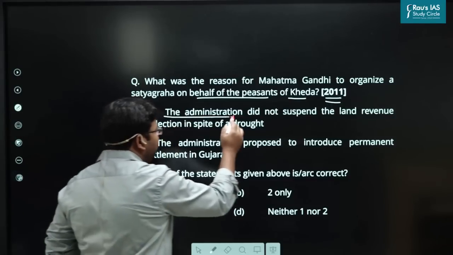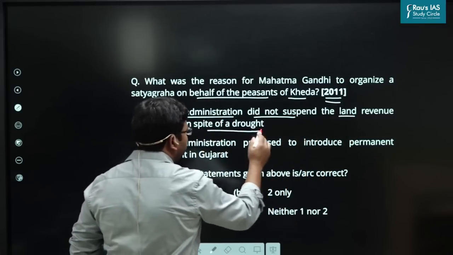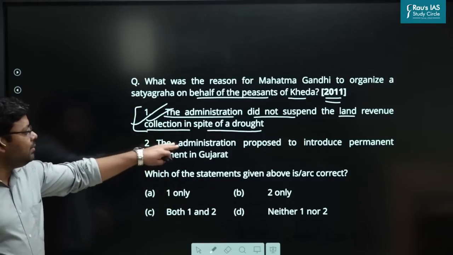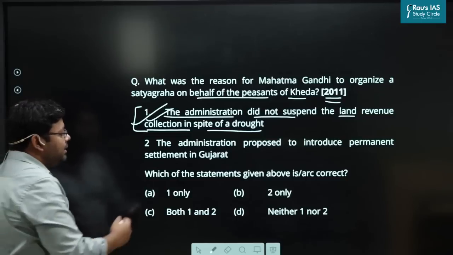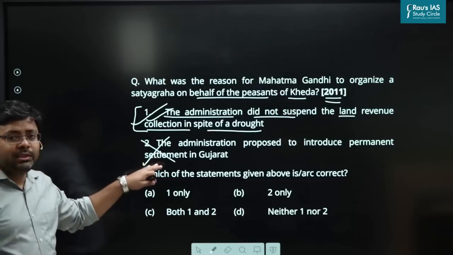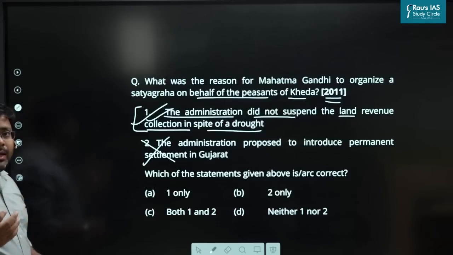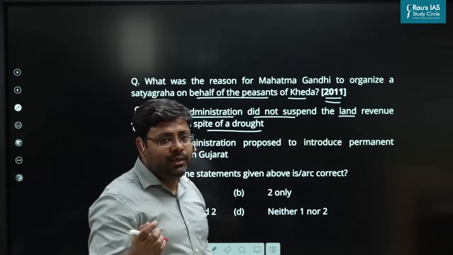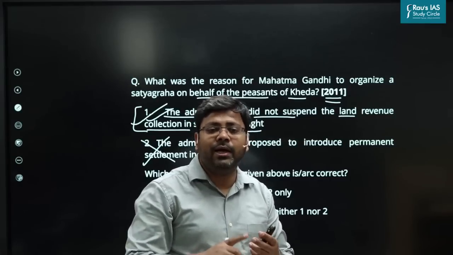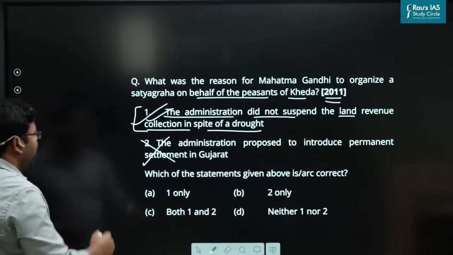So the first statement, that the administration did not suspend the land revenue collection in spite of a drought, is correct. The second statement says that the administration proposed to introduce permanent settlement in Gujarat. This is wrong. Permanent settlement was never introduced in Gujarat. Look, the 3 main types of land revenue settlements which were brought by the British in India were permanent settlement, Mahalwari settlement, and Rayatwari settlement.